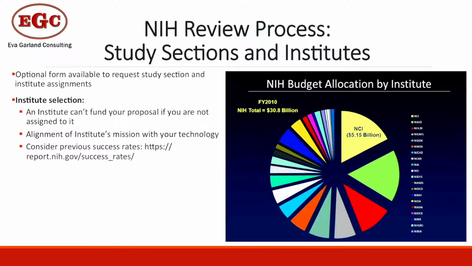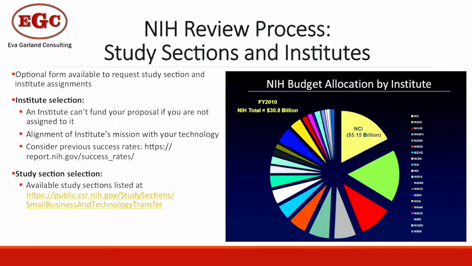NCI pay lines are going to be like 10 or 11%. NHLBI is like 17%. So if there's a possibility that your application could be targeted to an institute with a better pay line, you might consider that, and then the next step would be to call that program officer and say, does this technology align with the mission of your institute?